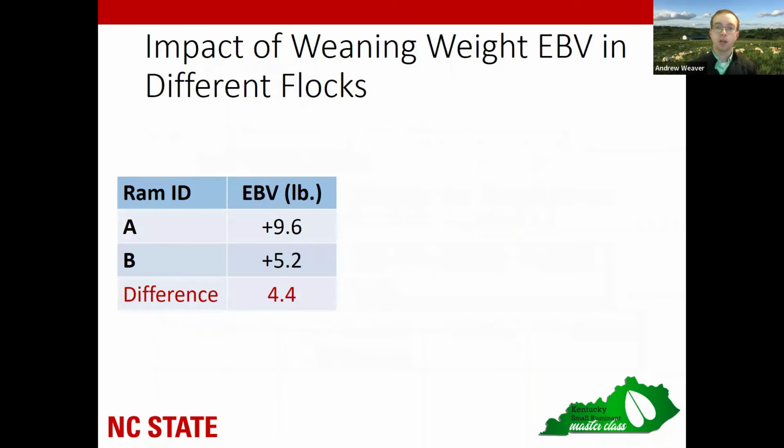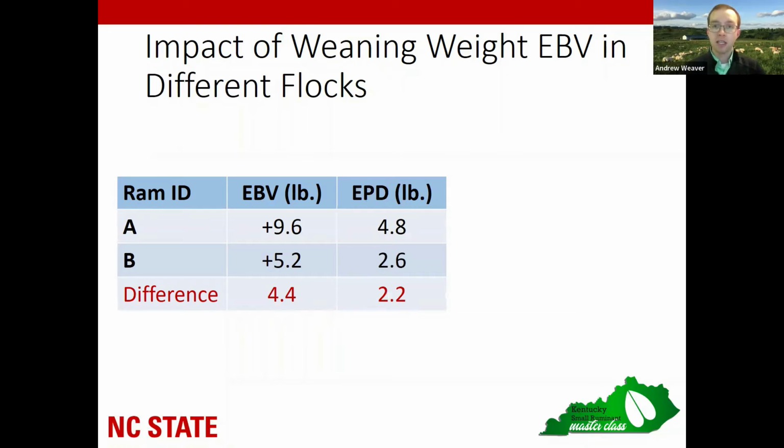As an example, this will demonstrate the value of EBVs in different flocks and some of the differences that you may see. So in this scenario, we'll walk through an example here. We have two rams, ram A and ram B, and their EBV for weaning weight is provided in this table. Ram A is at 9.6, ram B is at 5.2. The difference between those EBVs is 4.4 pounds.